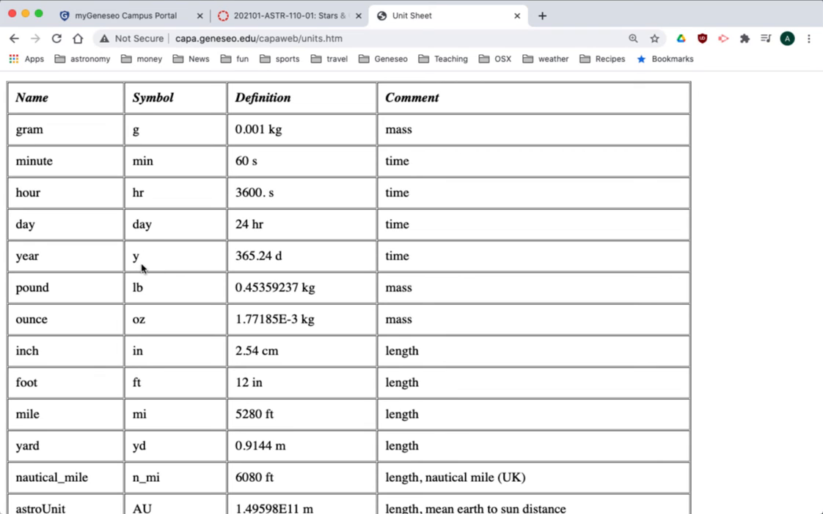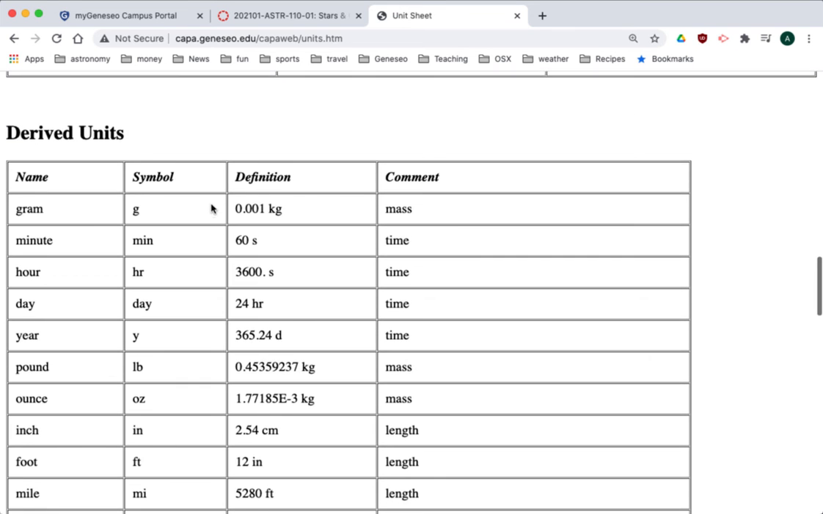If you put YR, it's not going to accept it. If you put YEAR, it's not going to accept it. Same with hour. If you want hour, it's not H, it's not HOUR, it's HR, and that's the way to do it.